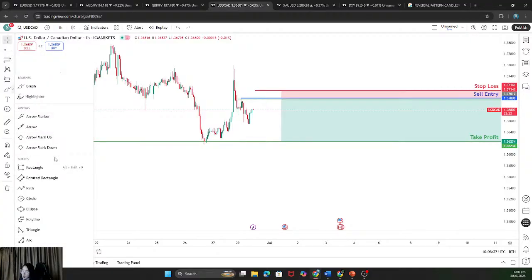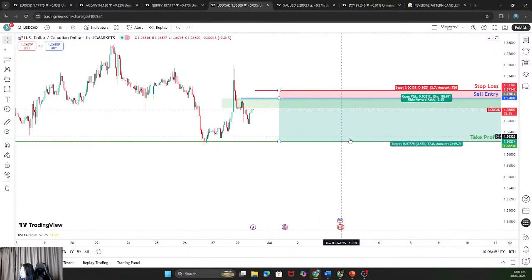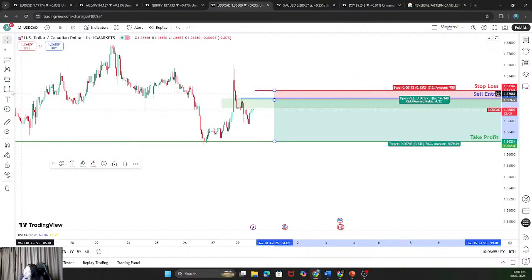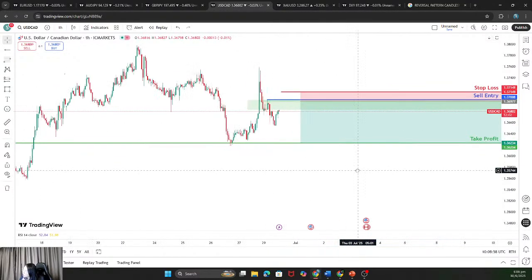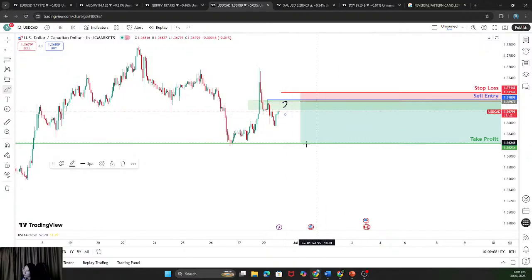Entry can be anywhere from here to here. And I'm going to play it down to here. Okay, so sell on USD CAD. Not sure about the entry, but I'm definitely in for a sell. Just a question mark on the entry. Don't know if this is good or not, but yeah, this is a question mark.